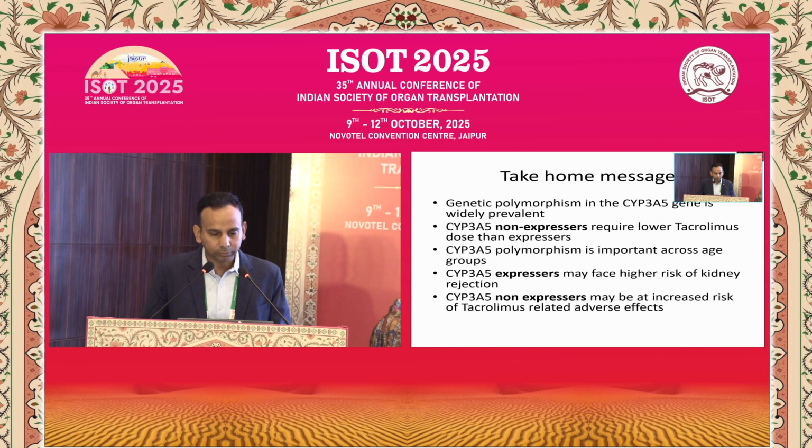So in conclusion, genetic polymorphism in our society is widely prevalent. CYP3A5 non-expressors require a lower tacrolimus dose than expressors. It does affect the dose requirement across age and across the formulation, whether we are using the extended release or the BD formulation. CYP3A5 expressors may face a higher risk of kidney rejection, and non-expressors may be at increased risk of tacrolimus related toxicity or drug interactions and probably infections.